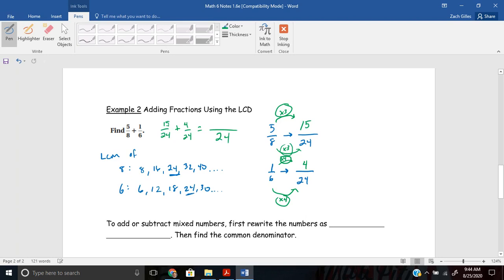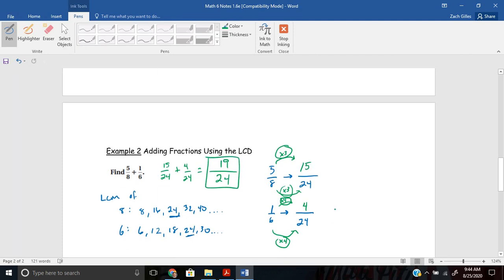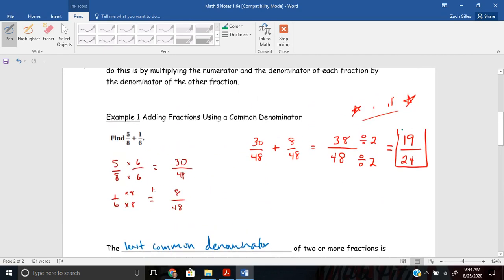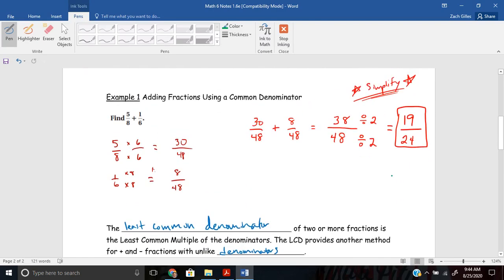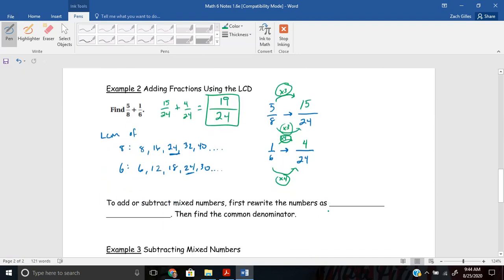And if I add my top 2 numbers, 15 plus 4 would give me 19. Is that the same answer that I got up here? Absolutely, 19/24. And you'll notice this time, I didn't have to simplify because I first found the least common denominator, right? I used a little bit of the information that I learned from 1.6 and applied it here. Got the same answer, and I didn't have to simplify, which can be a little bit nicer, okay?